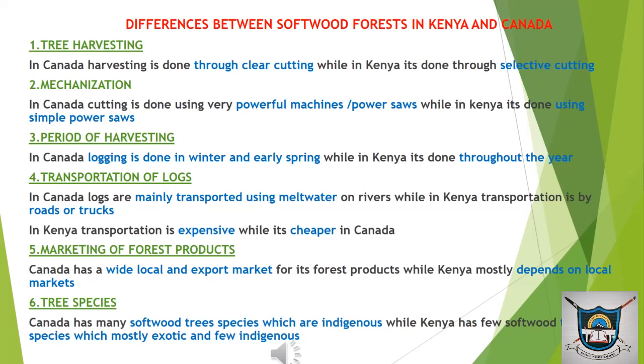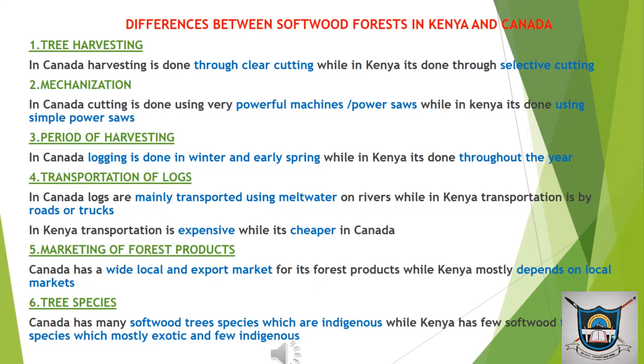Then we have transportation of the logs. In Canada, the logs are mainly transported using meltwater on rivers, where in Kenya the tree logs are transported through roads or trucks. In Kenya, the transportation is very expensive because we are using roads, while in Canada it is cheaper because they depend on meltwater in rivers.